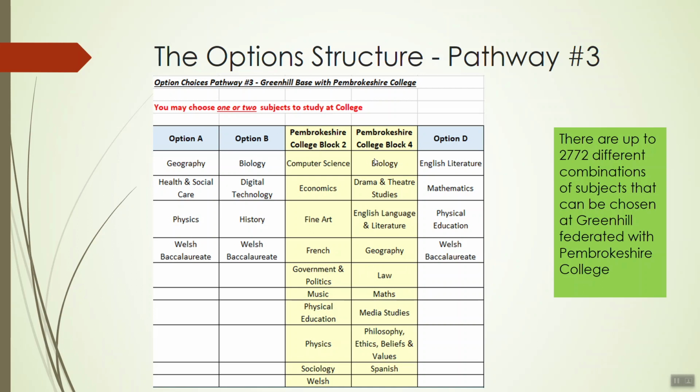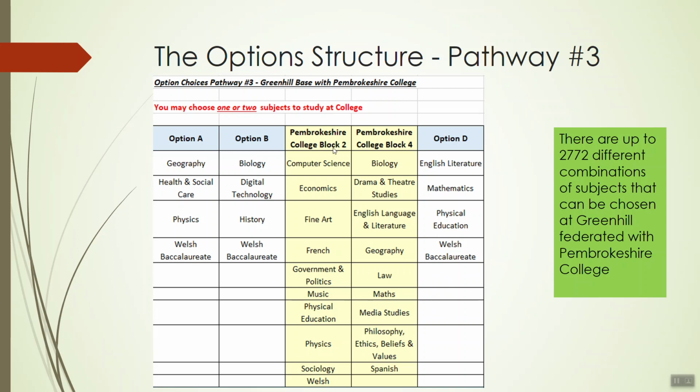Now, the way the college blocks are structured is that you're able to choose from either one of those, or if you wished, you could choose one from each. So if, for example, you wanted to take, let's say, what should we go for? Digital technology, computer science, law, and Welsh Bac, then you would pick Welsh Baccalaureate on option A. That has to be taken at Green Hill. Digital technology on B. Computer science on College Block 2. Law on College Block 4. And then you wouldn't choose anything on option Block D.